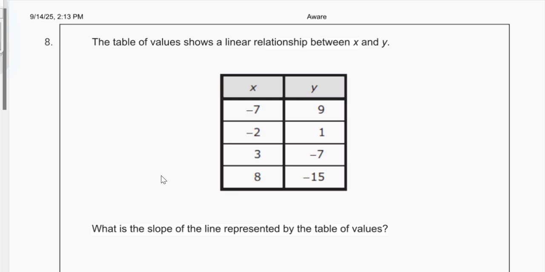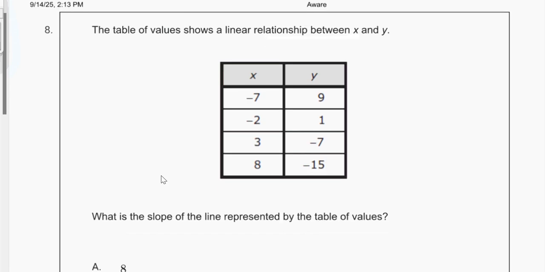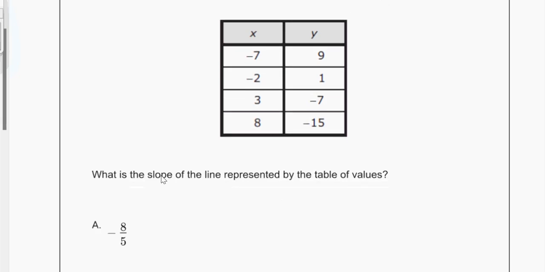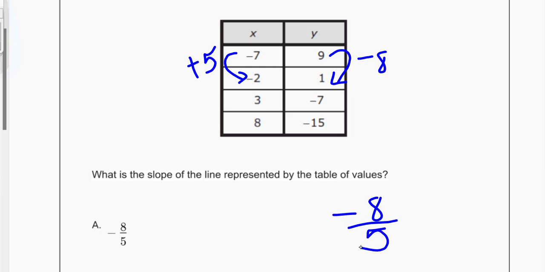Number 8, the table of values shows a linear relationship between x and y. What is the slope of the line represented by the table of values? So finding my slope, I'm going to find my change in y. It's decreasing by 8. And from -7 to -2, it increased by 5. So -8 over 5. So A is my answer.